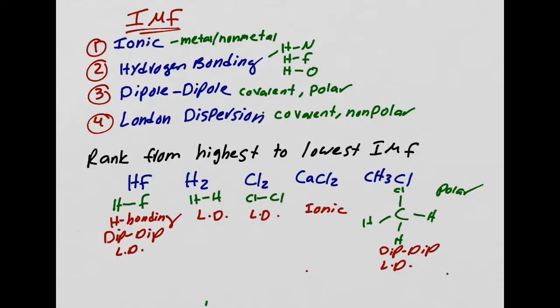All right. Now, we want to rank them from the highest to the lowest IMF. Which one is my highest IMF? What do you think? Yes, the ionic compound is my highest IMF. This one right here is my highest IMF because calcium chloride is ionic. What's after that? I have a hydrogen bonding here. So HF is going to be my second highest.